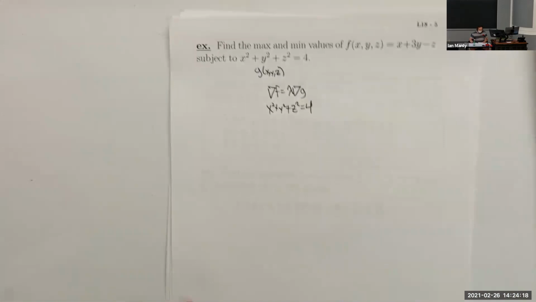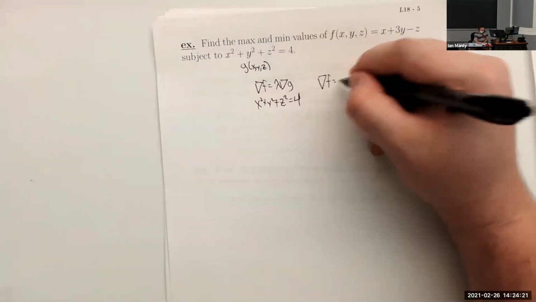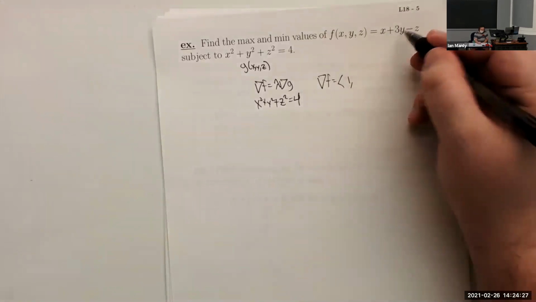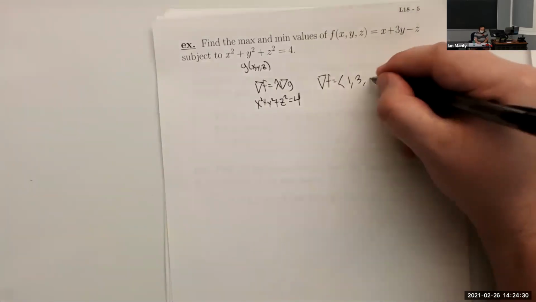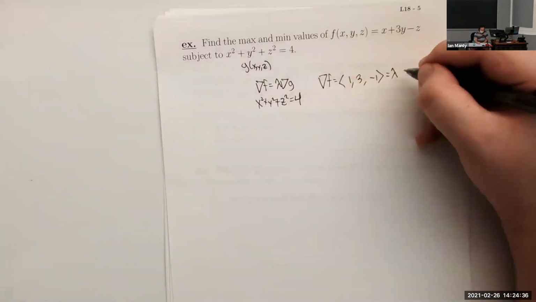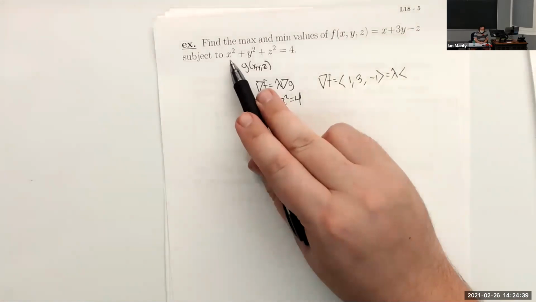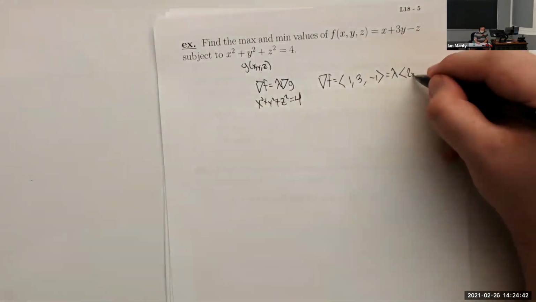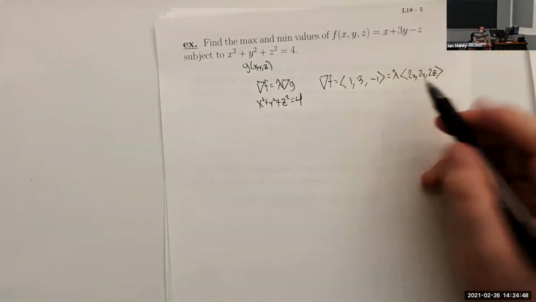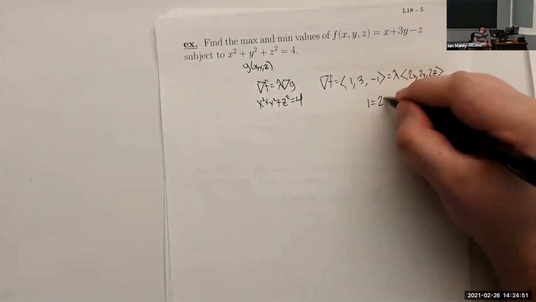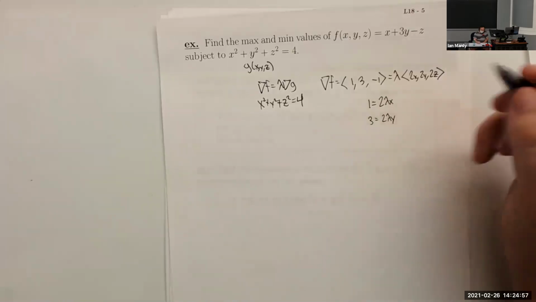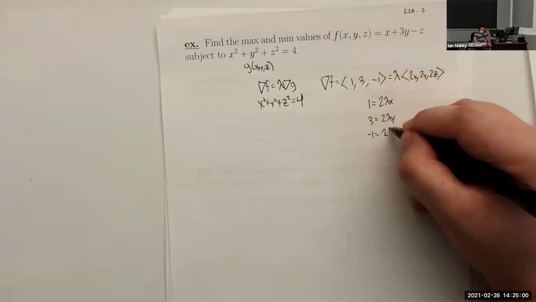All right. So let's see, what's the gradient of f this time? We actually got a pretty nice gradient this time. So the x derivative will be 1, the y derivative will be 3, and then the z derivative will be -1. All right, and then what about the gradient of g? Well, let's see, we're going to get 2x, 2y, and 2z from that. Okay, so this gives us a few equations right away. We see that 1 is 2 lambda x, 3 is 2 lambda y, and -1 is 2 lambda z.